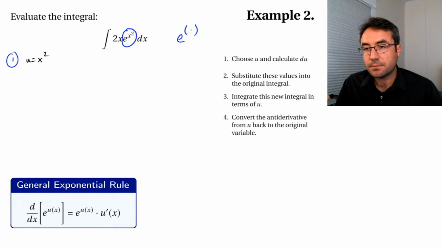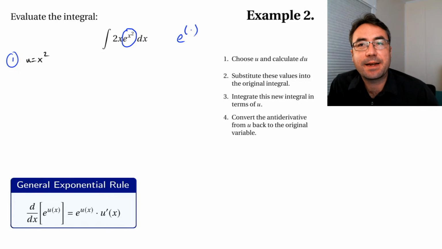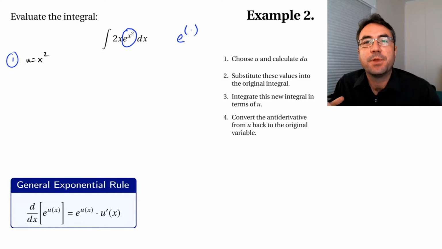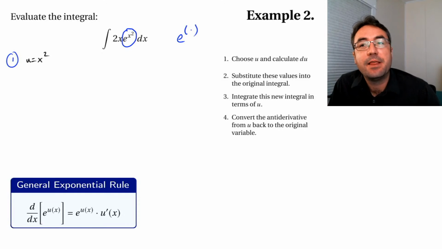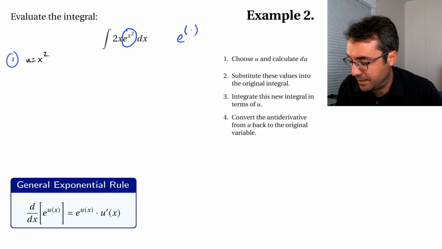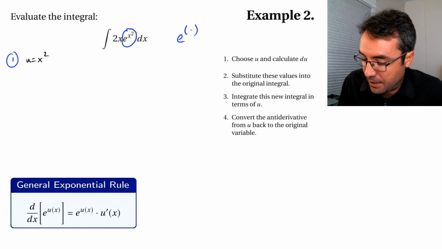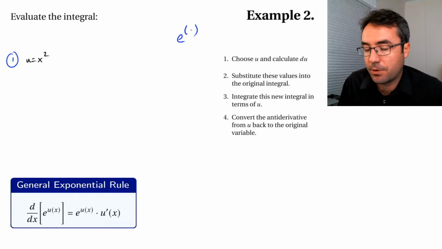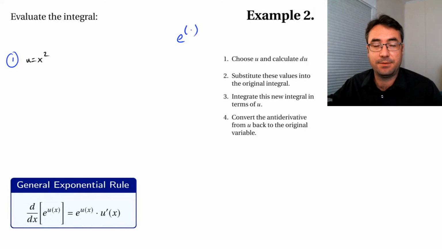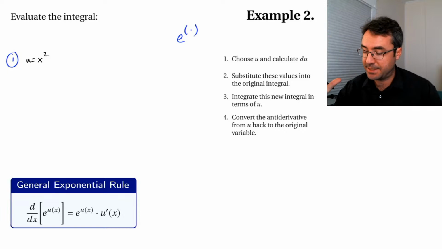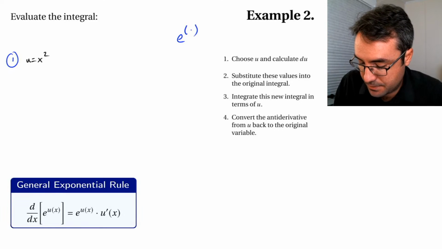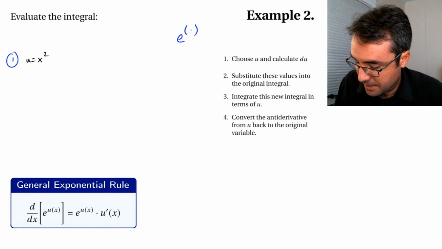Now, once you identify that complicated term, once you have an idea what u should be, then immediately you calculate du. So for right now, let's put that integral out of mind. We have u equal to x squared. Let's calculate du.